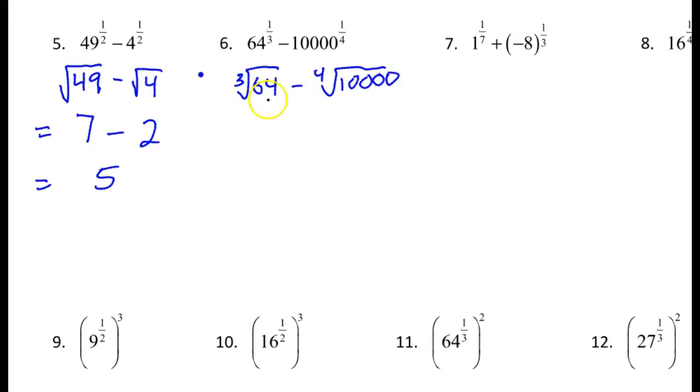So we know that the third root of 64 is 4, because 4 times 4 times 4 is 64. And we can do 10 here. So 4 minus 10 just equals 6. Okay, so this is just what we did yesterday.